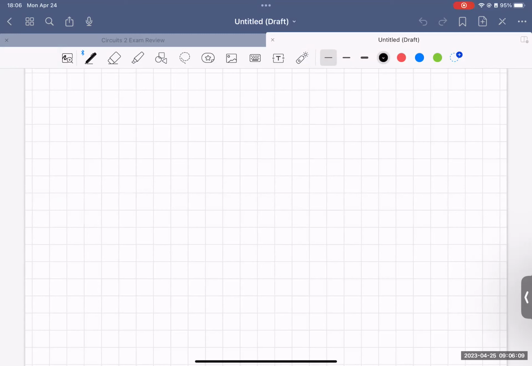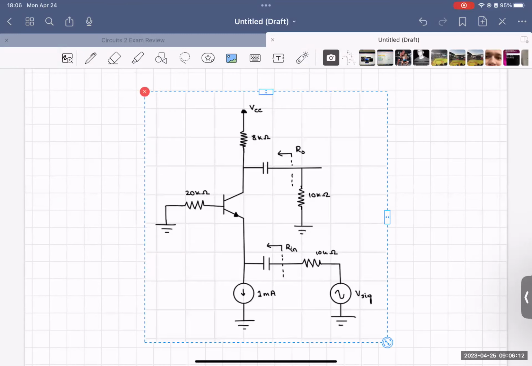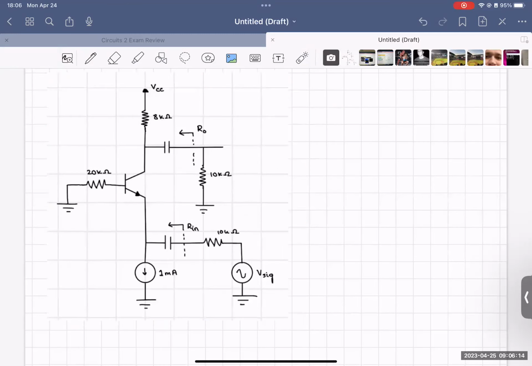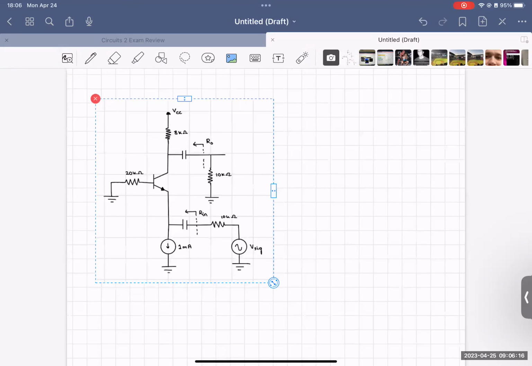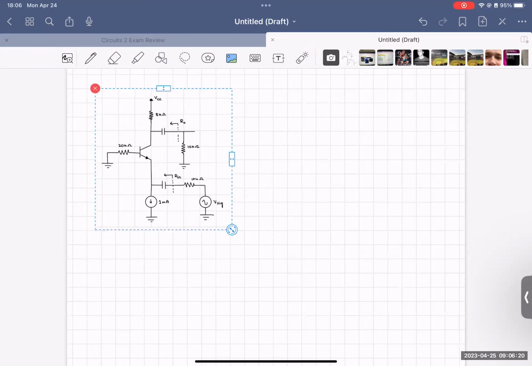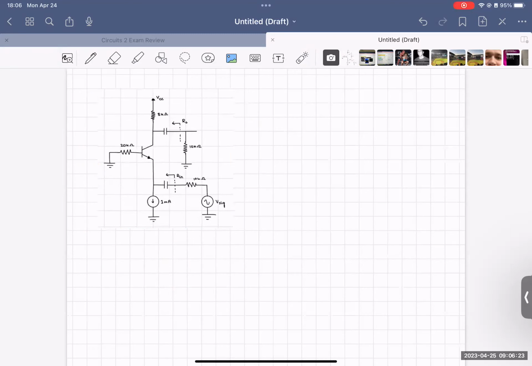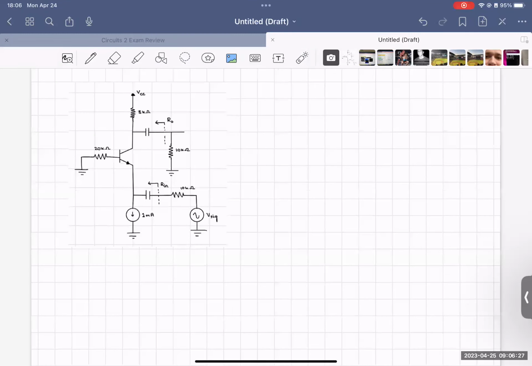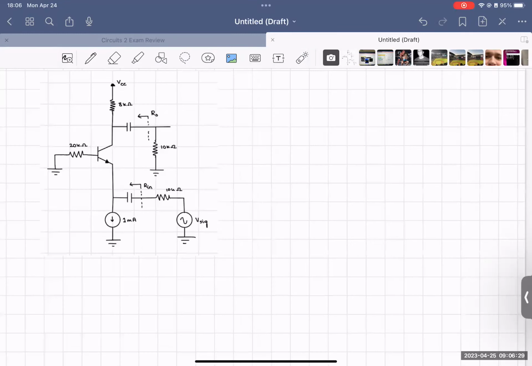So as I said, the first question we'll look at is here. I believe this is question 2 on the practice exam. Looking at this, this is the circuit drawn out to begin with.